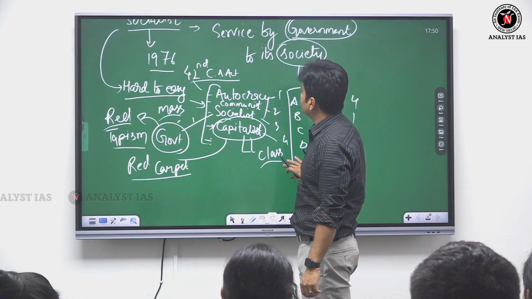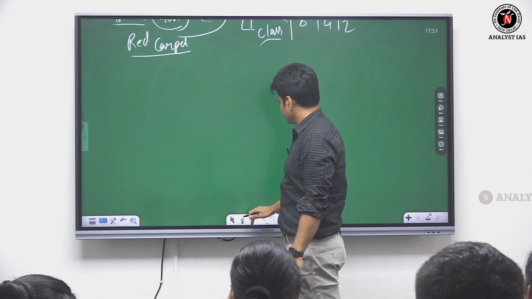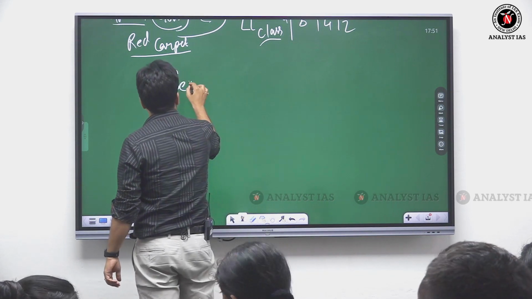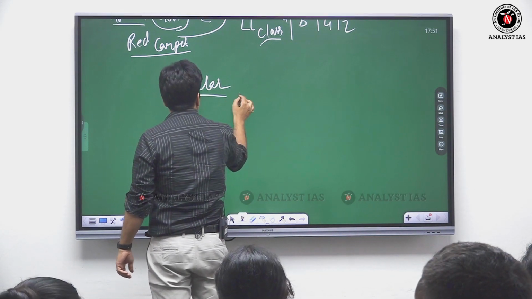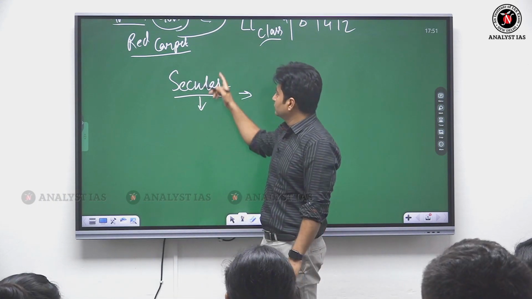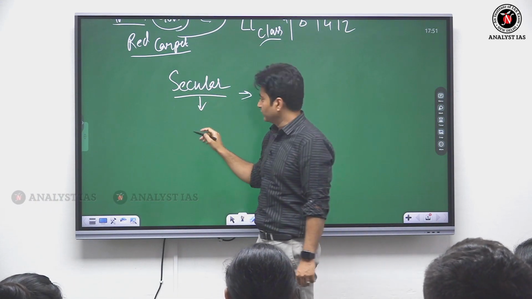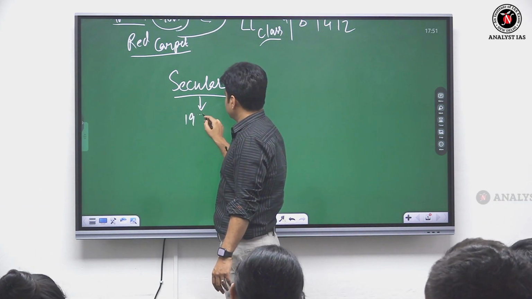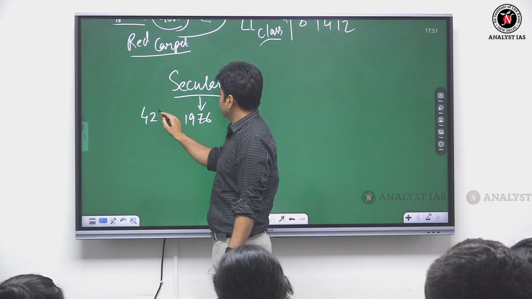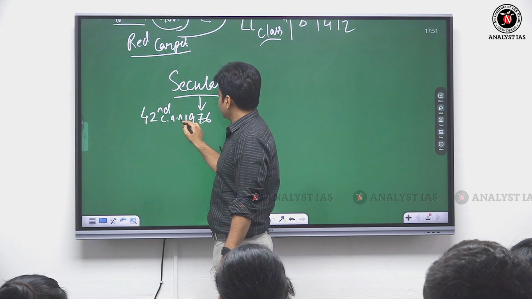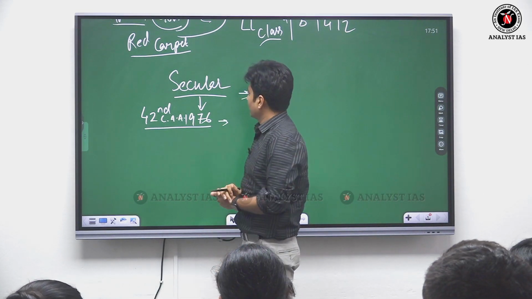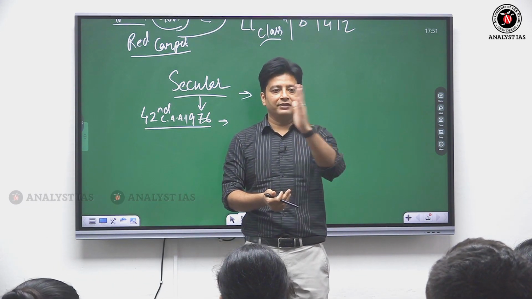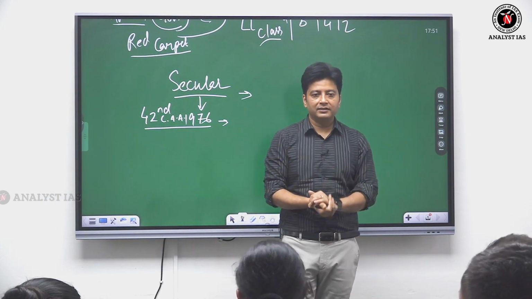Now, if I need to talk about secular, this word was also, along with the word socialist, inserted into the Constitution in 1976 by the 42nd Constitutional Amendment Act. Okay. Now, what do we mean by secularism here? From Article 25 to Article 28, we find it in the fundamental rights.